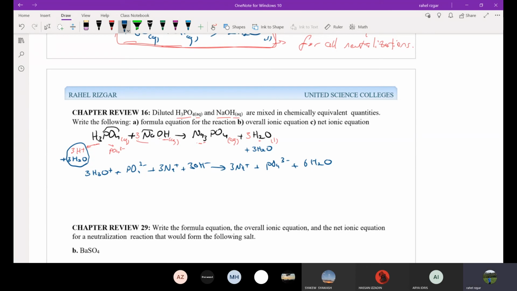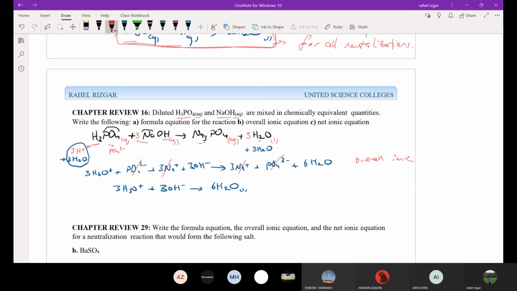What can be cancelled? The salt is soluble, so PO4 and Na are cancelled. PO4 and Na can cancel. So this is overall. What is left? 3H3O is left. 3OH is left. And 6H2O is also left. As you can see, we have removed PO4 and we have removed the Na.